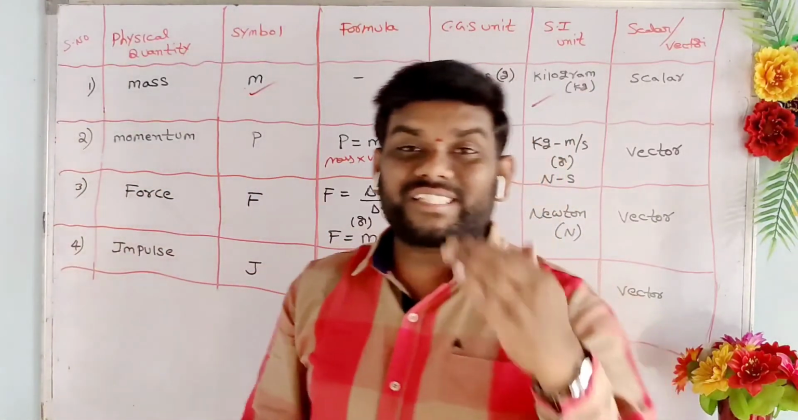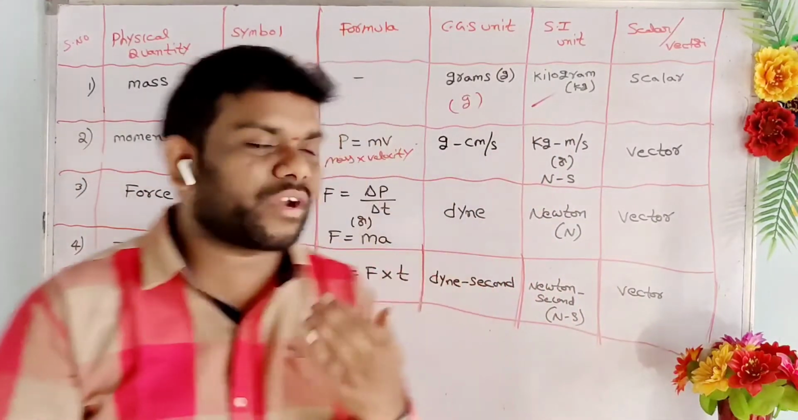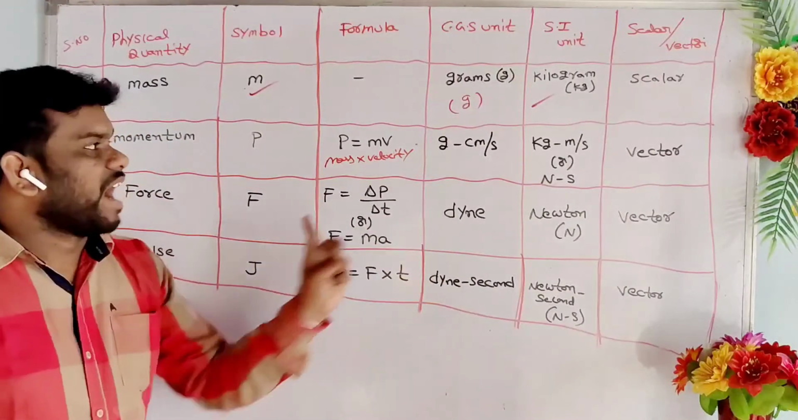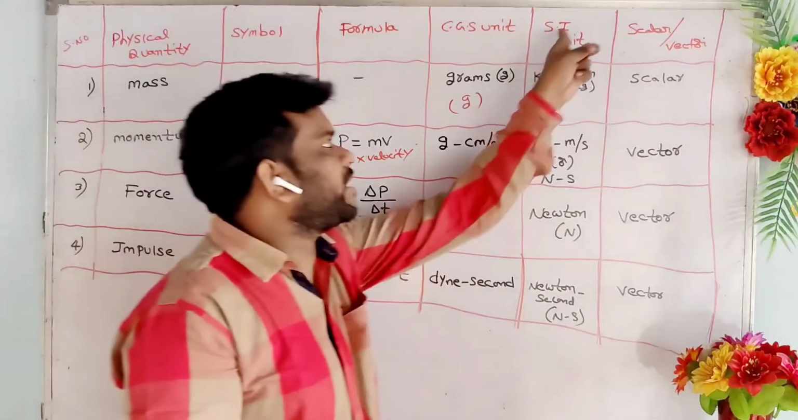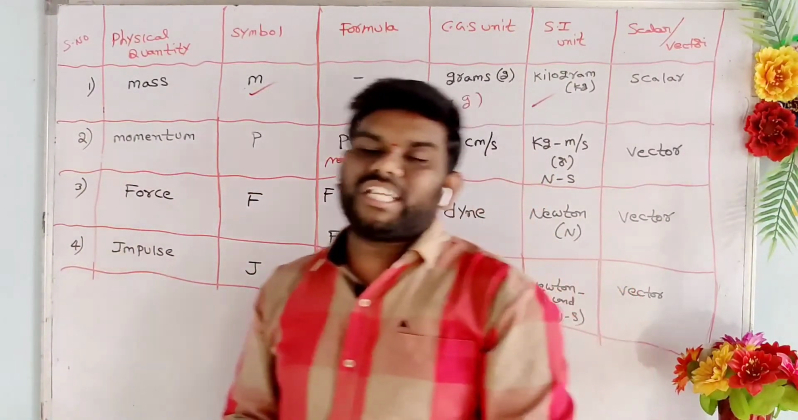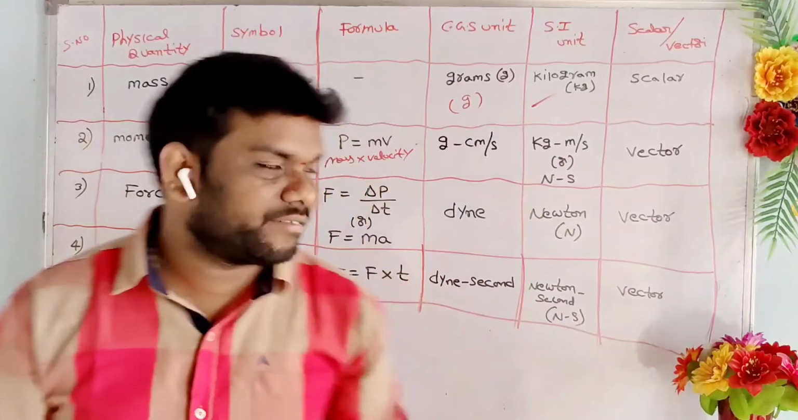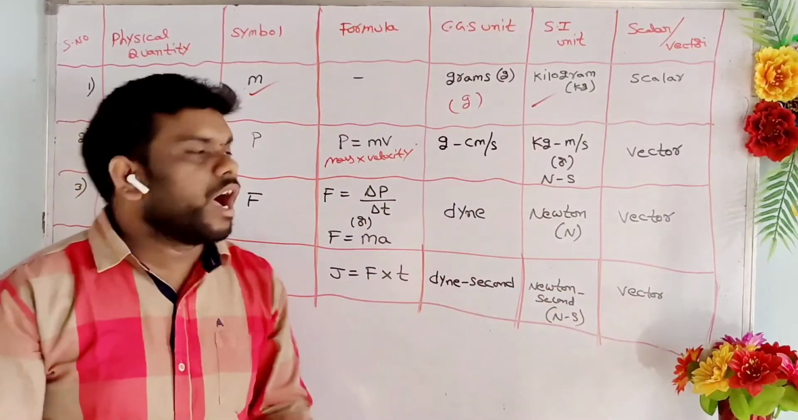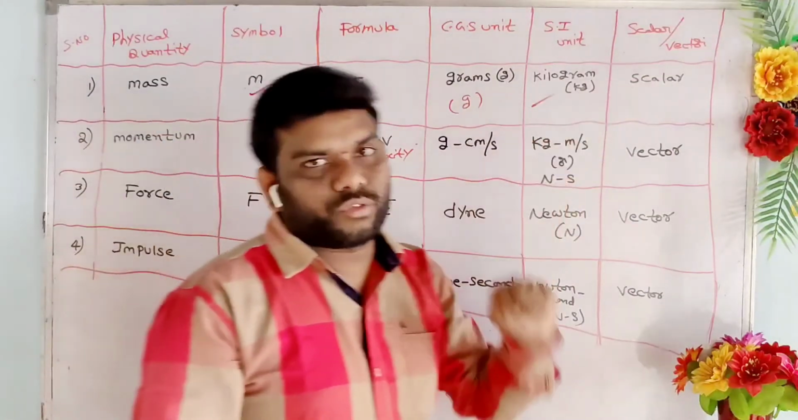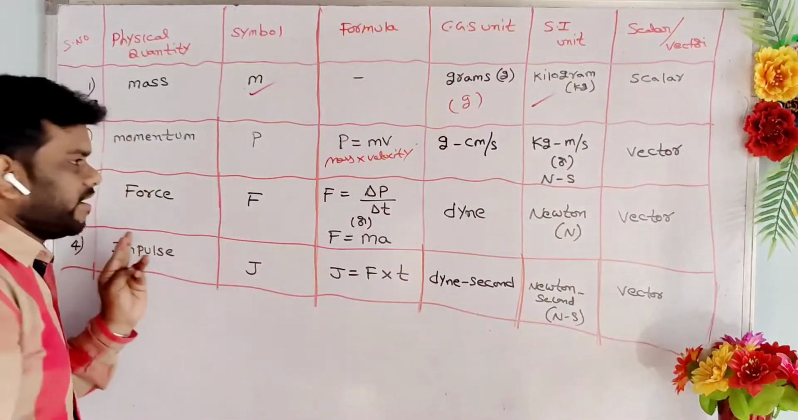In the CGS system, force is measured in dyne. Please be careful, please remember. This force is also measured in the SI unit Newton. Newton is denoted by the symbol capital N. And scalar or vector: force is a vector.